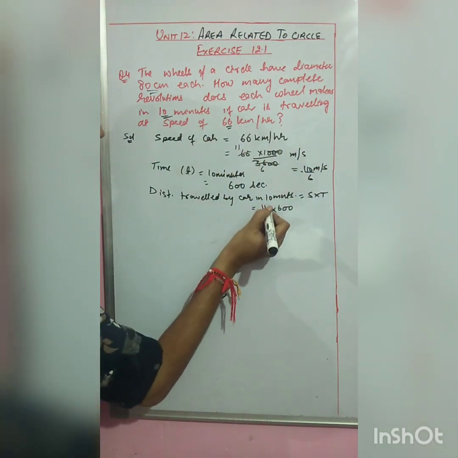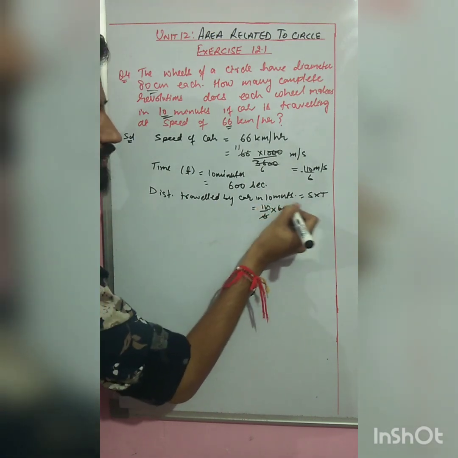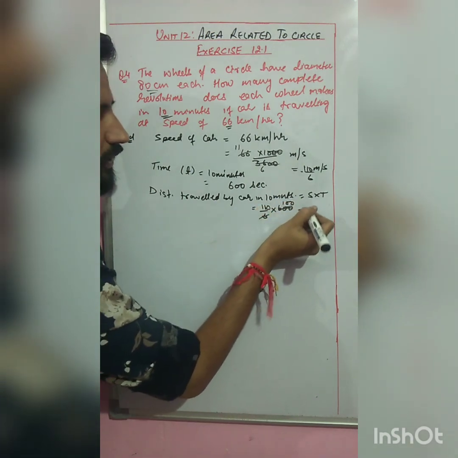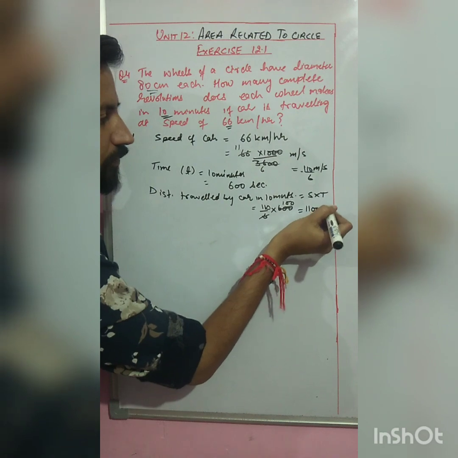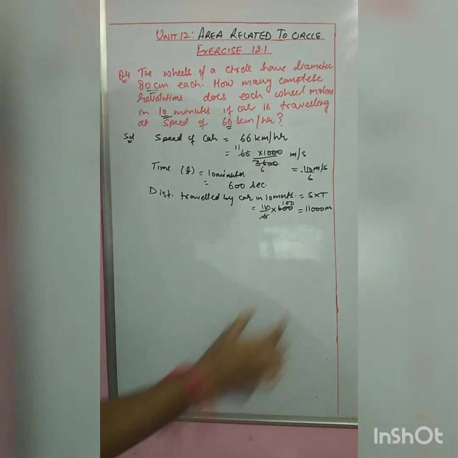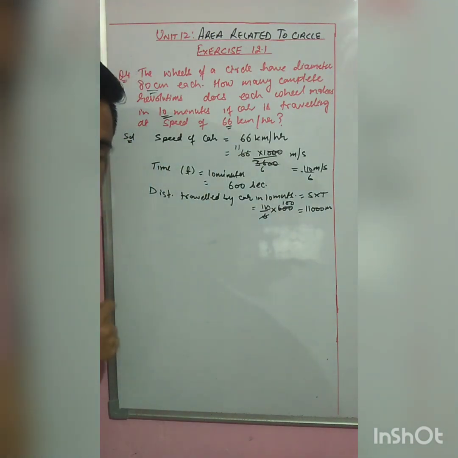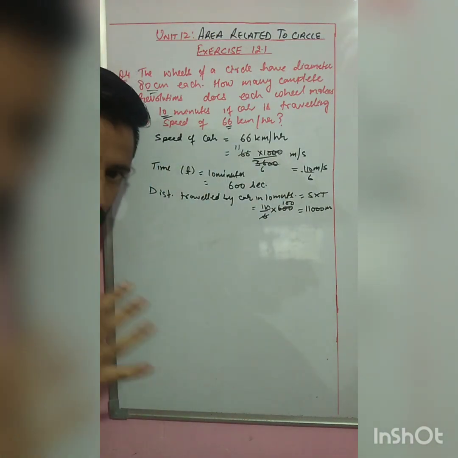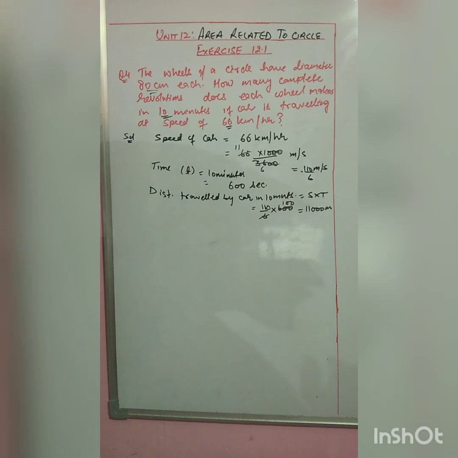Because 100 into 10 gives 110. 6 into 100, it is 11,000 meter. So it means in 10 minutes the car has to travel 11,000 meter. This is the total distance that the car has to travel. Now we can find the distance traveled in one revolution, that is circumference of the wheel.